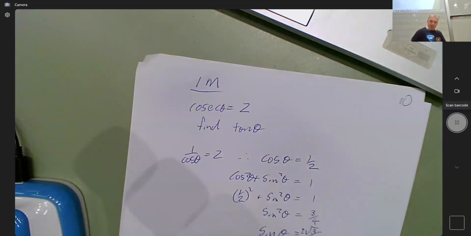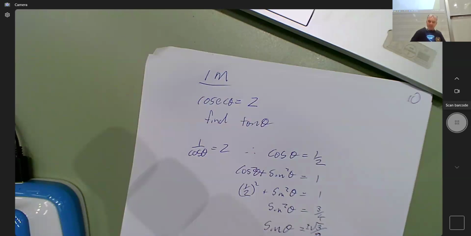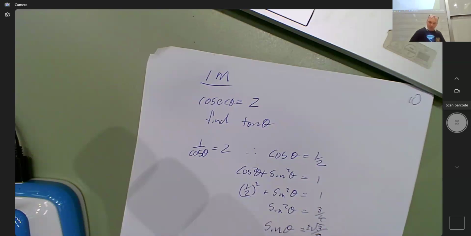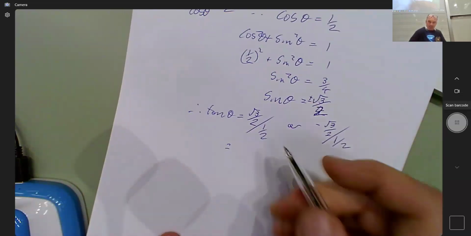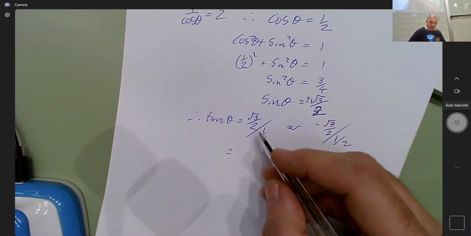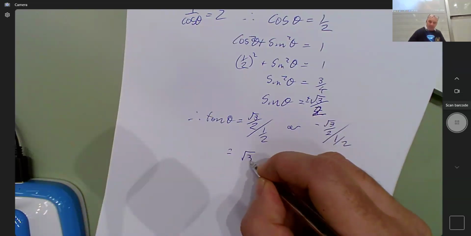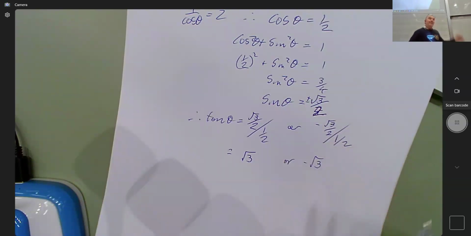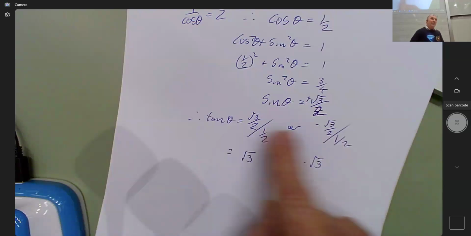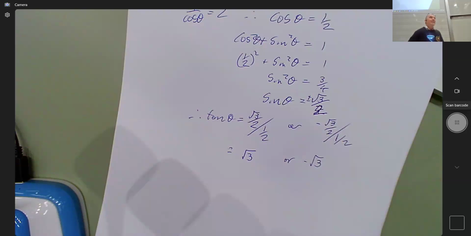All right. And so therefore I can go tan theta is equal to root 3 on 2 divided by a half, or minus root 3 on 2 divided by a half. Yes, divided by a half. This one here just boils down to root 3 or minus root 3. Hashtag other information that will tell you which quadrant theta is in, and hence whether it should be plus or minus. Okay?